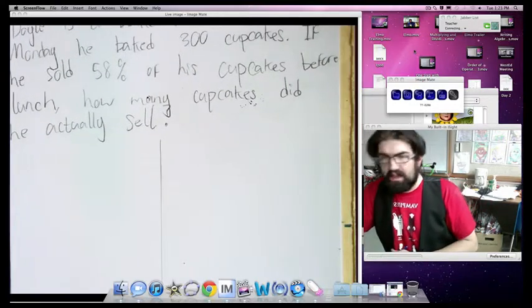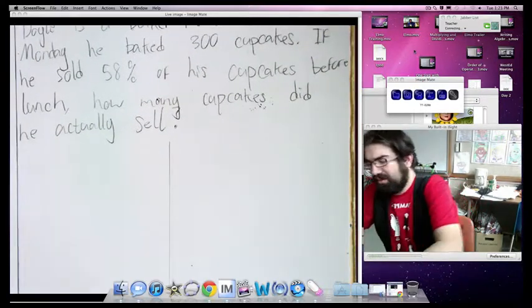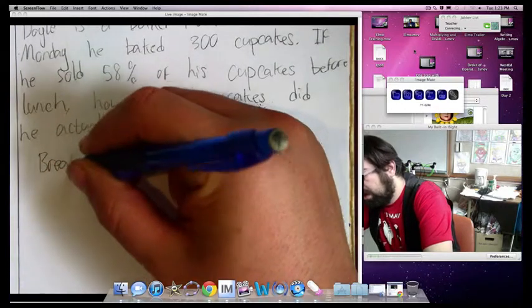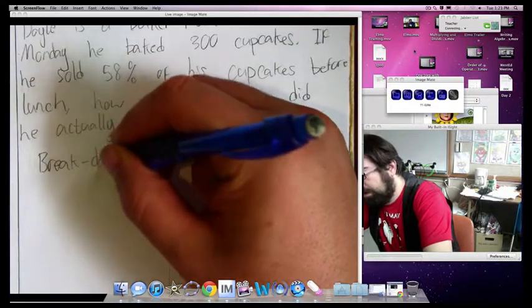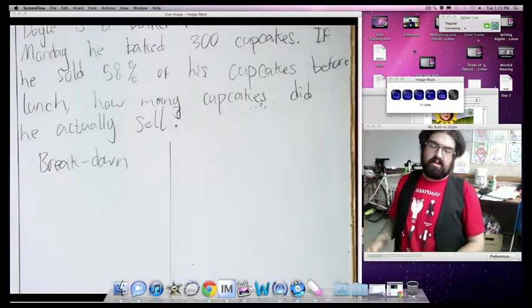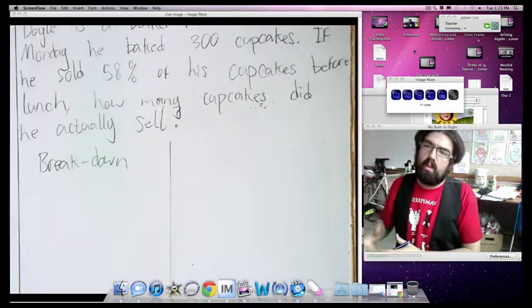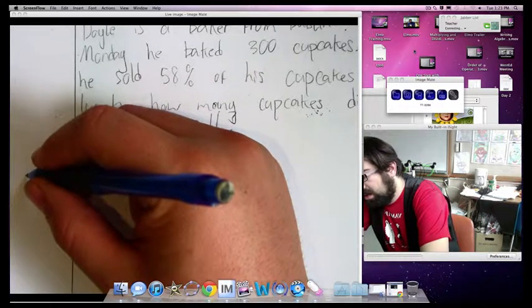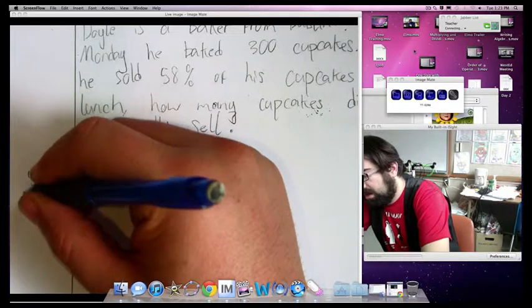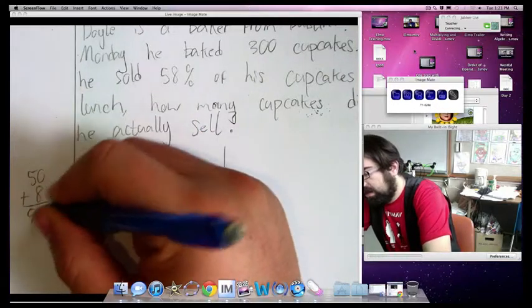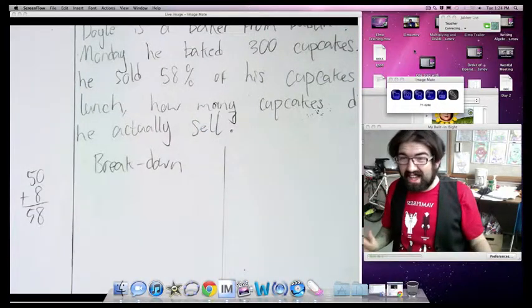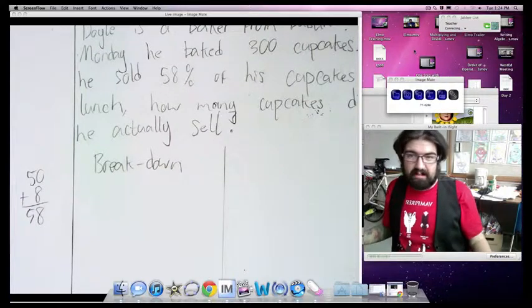A couple different ways of doing this. I'm going to call this definitely a breakdown, and we are definitely going to break this down. Normally I would say, okay, let's break it down to 10 and 1. I know 58 is equal to 50 plus 8, right? I know that's the case. Well, if that's 58, then I just need to find 50.